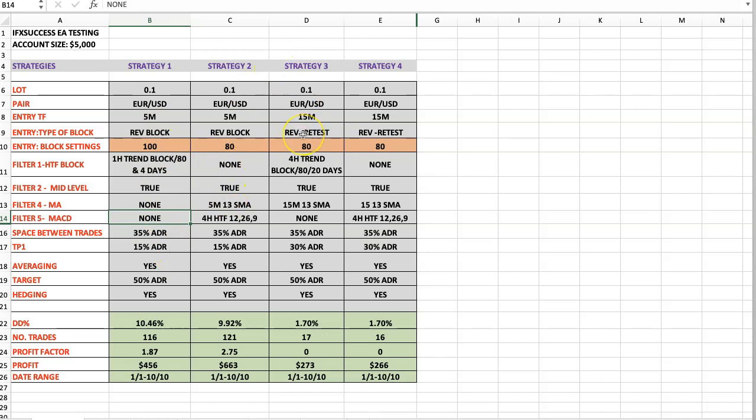All right, so now what about entering on M15? On M15, I was running it with the reversal block, but I was not getting the best results because on M15 it happens less often than on 5 minutes.